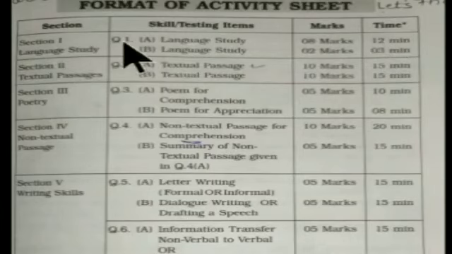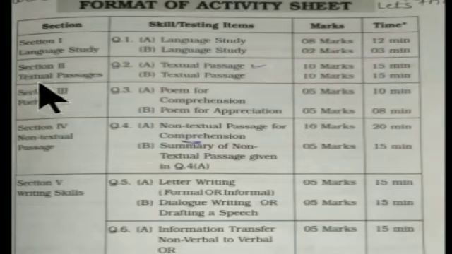Second is question number 1B, language study. This question is for 2 marks. You have to write this question in 3 minutes. There are only 2 questions for 1 mark each. In this way, the first section, language study, is for 10 marks and you have to attempt this question within 15 minutes.